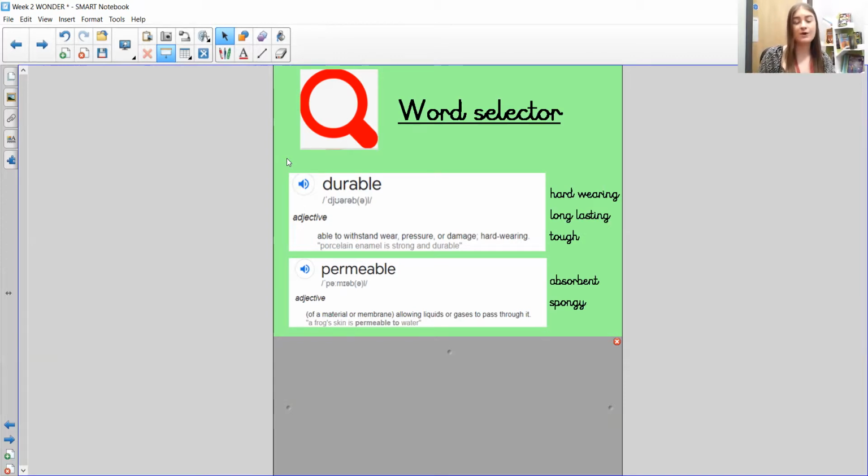We've also got the word permeable, and that's also used to describe a rock, in particular a rock that allows a liquid or gas to pass through it. Words that are similar to that, synonyms of that, are absorbent and spongy. So if a rock is permeable, water or liquid can go inside it, and that means it is absorbent, it can absorb or take in the water.